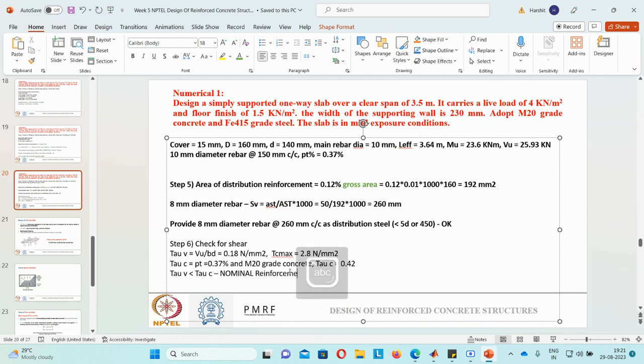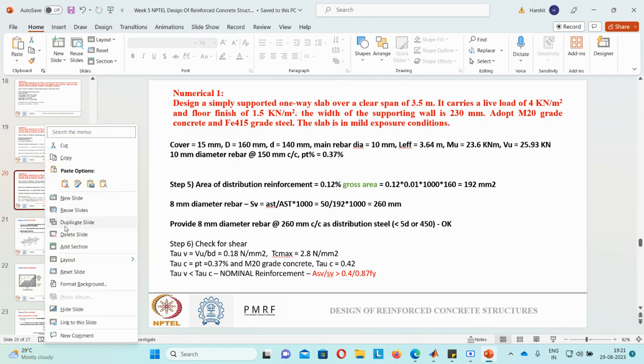Minimum reinforcement. So how do we calculate that? Asv upon sv should be greater than 0.4 upon 0.87 fy, something like this. There is a formula. Just check this and provide the minimum reinforcement. That is something we did a lot in the last class, so I won't repeat that. I will move ahead.